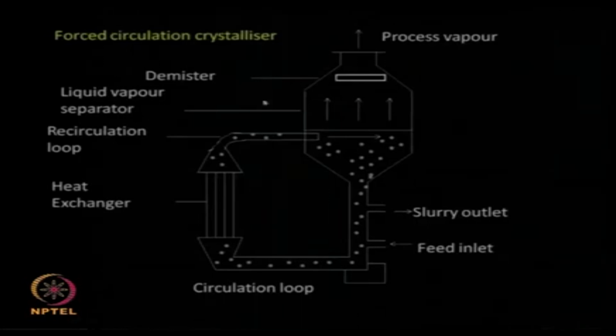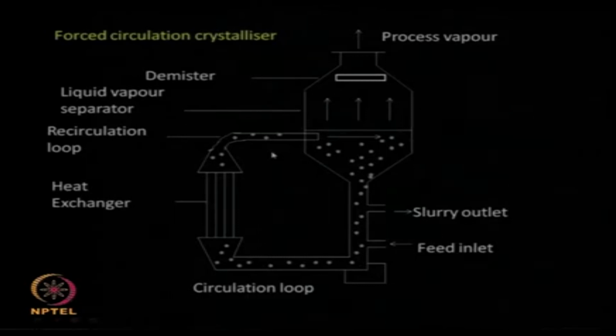Okay, this is called a forced circulation crystallizer. So what happens? You have a crystallizer, there is a heat exchanger, so it heats up. The vapors are formed, vapors go up, so the solution becomes supersaturated. When the solution becomes supersaturated, crystallization takes place. So we are feeding in here, we are taking out the slurry. The feed that comes in gets heated up, so vapors are formed, vapors are removed. When the vapors are removed, the solution becomes supersaturated, so the crystals are formed or existing crystals start growing, and the slurry is out here. So there is a recirculation loop.